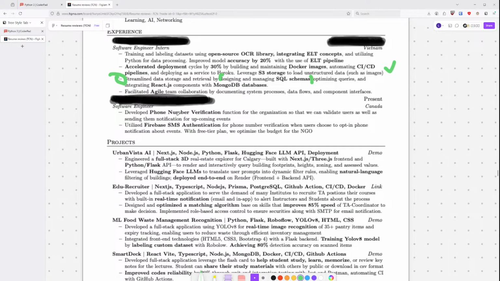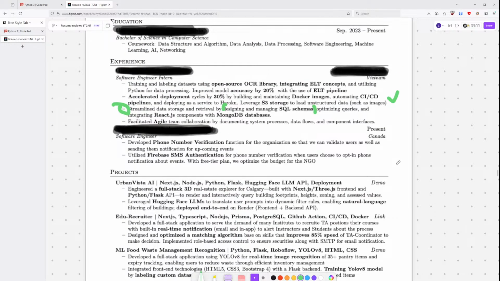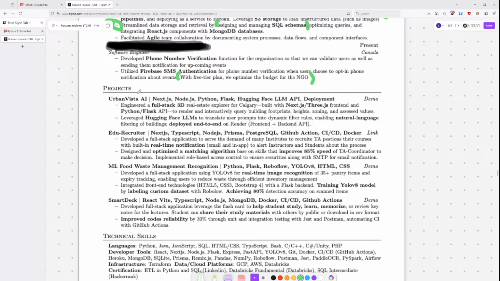All right, fair enough. Develop phone verification function for organization, validate users. Does Firebase SMS auth. Oh, present. Oh, so you're going down. Okay, I see. With free tier plan, we optimize the budget for the NGO. I feel like the English is a bit off. You should probably polish that up a little bit. Yeah, I think you just forgot to finish the sentence, to be honest. Demo link. Love to see that.